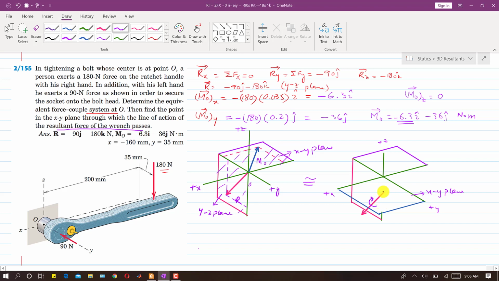Let's suppose that this is that point P, the point of application of this wrench or this resultant. So we need to find the x and y coordinates of this point P if this is the origin. To reach this point P, we have to travel some distance along x, right?